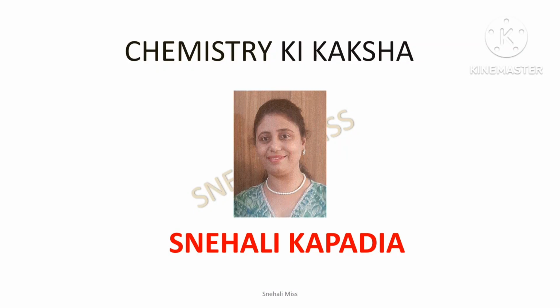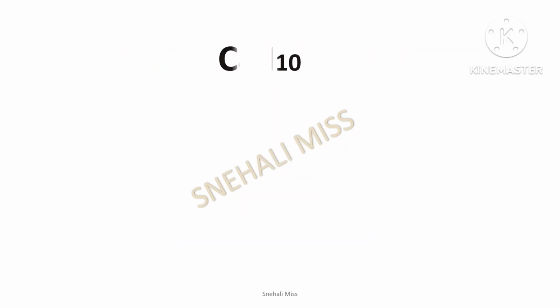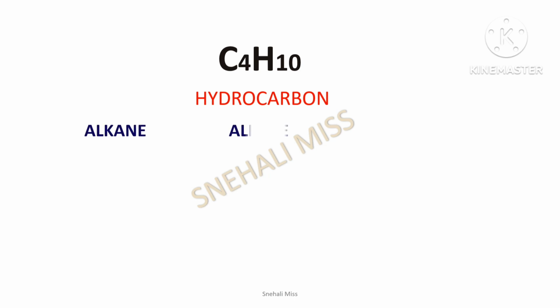Dear students, see the formula C4H10. Now see that your formula contains only carbon and hydrogen, which shows that it belongs to hydrocarbon. But see, for the hydrocarbon family we have three different families: alkane, alkene and alkyne.